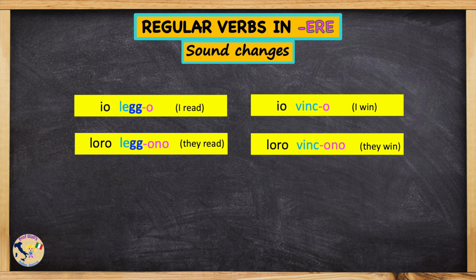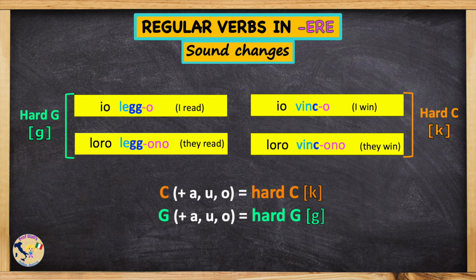So G is pronounced as a hard G in the forms io leggo and loro leggono, and C is pronounced as a hard K in the forms io vinco and loro vincono. This is due to Italian sound combination rules whereby when consonants C and G are followed by vowels A, U or O as in this case, they sound as hard K and G. If you need to refresh your knowledge of the Italian sound pronunciation system, then check out my lessons on the Italian alphabet and sounds.